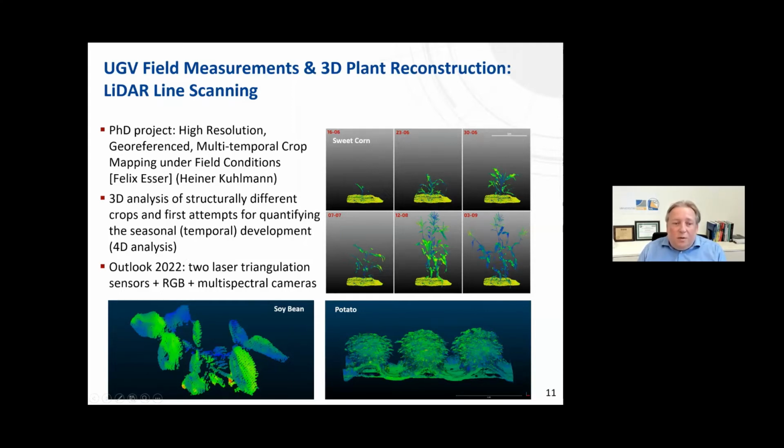There is ongoing work on analyzing these geometry measurements, for example, to estimate the area of the leaves or the angle of the leaves of the different species. What is currently ongoing is that this single LiDAR will be replaced by two laser sensors that can see from different angles, so there will be less occlusion, and it will be complemented also by color and multispectral cameras.